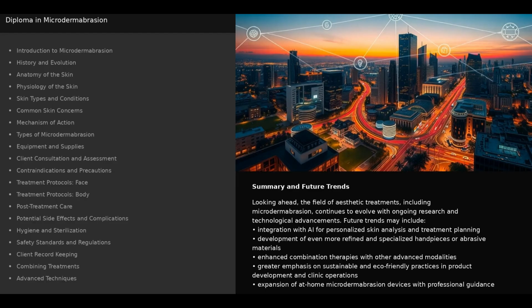Staying abreast of these emerging trends and committing to continuous professional development will be crucial for practitioners to remain competitive and provide cutting-edge services in the ever-changing aesthetic landscape. The future promises exciting innovations in skin rejuvenation.